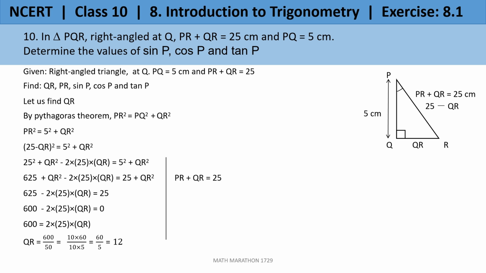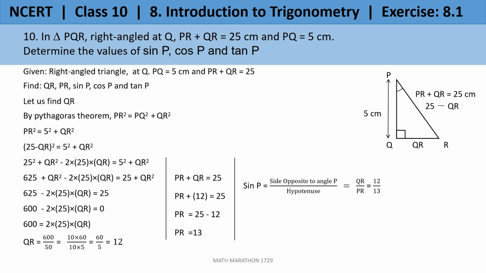From the question, we have PR plus QR is equal to 25. PR plus 12 is equal to 25. Let us subtract 12 on both sides of the equation. PR is equal to 25 minus 12. PR is equal to 13.